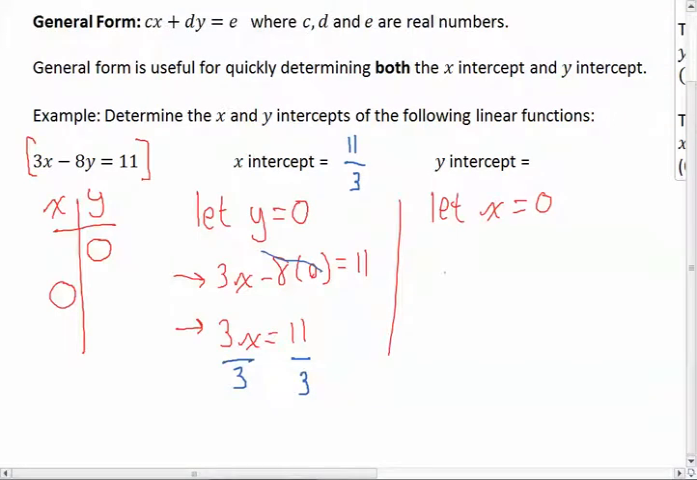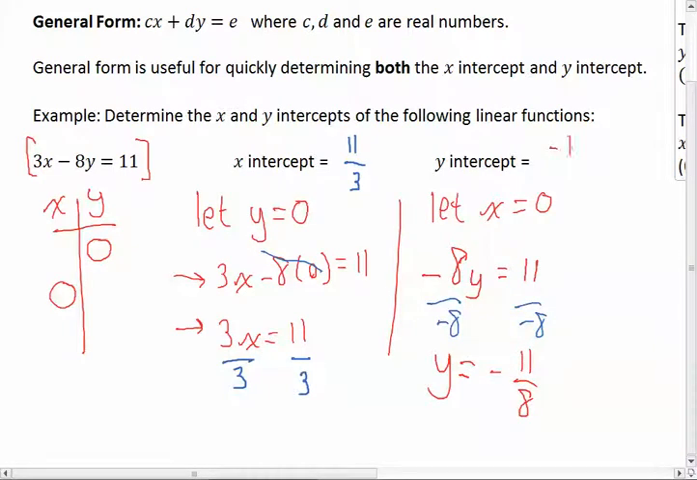So if I let x equals 0, I'm going to be left with negative 8y is equal to 11. Then I divide both sides by negative 8. The value that I get for my y-intercept is negative 11 over 8. And remember, you get to decide where you spend that negative. You can spend it in the numerator, the denominator, or in the middle there.